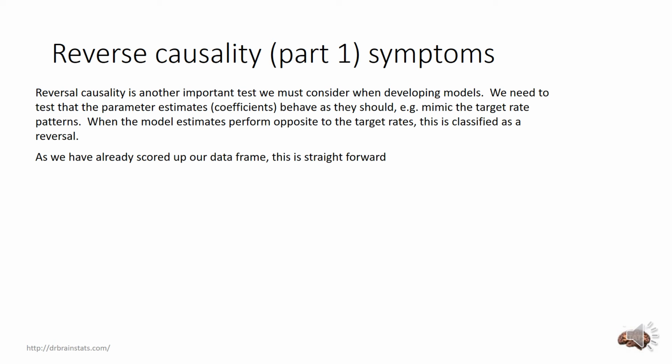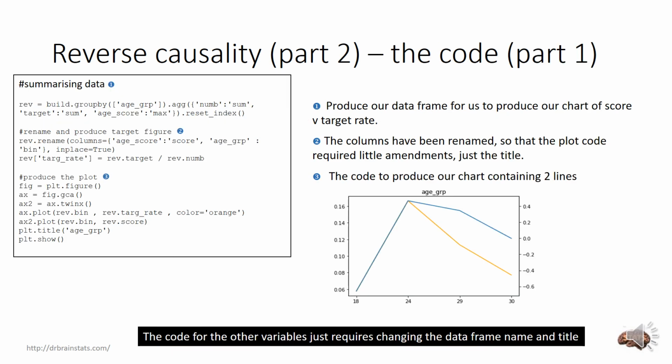As we've already scored up our data frame, the next stage is straightforward. The easiest way to observe reverse causality in our model is by creating a chart. Step 1, we must produce our data frame for us to produce our chart of score versus target rate. Step 2, the columns have been renamed, so the plot code requires little amendment, just a title. And step 3, the code to produce our chart contains 2 lines.